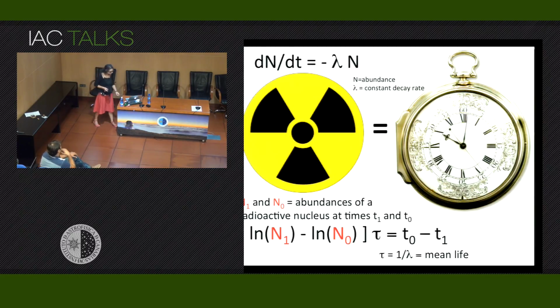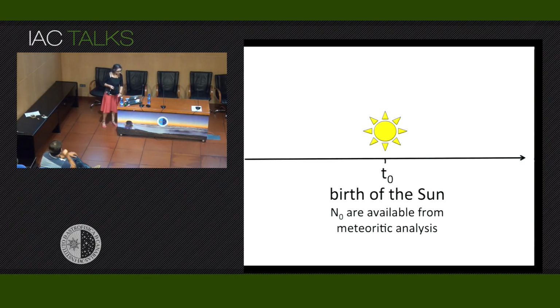So what are the times that we are interested in? What time can we try to measure? The times I'm interested in are related to the birth of the sun. So it is kind of natural to set this T0, one of these times, to the time when the sun was born.